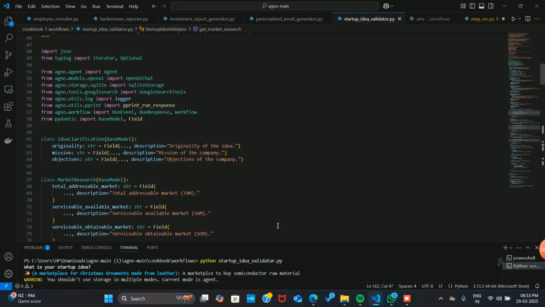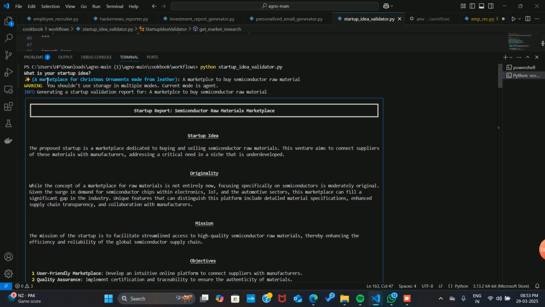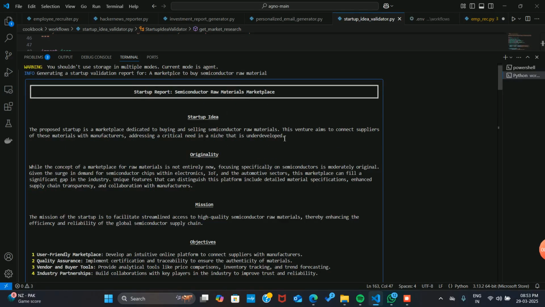So we try and see here. I've already fired it up, and it's going to ask you, what is your startup idea? For the sake of this video, I thought semiconductor is quite in talks these days. So I just put it up with my idea, so to say. How about a marketplace to buy semiconductor raw material? So it started validating by doing analysis, research, and all of that, and it has finally formulated this report, which we are looking at right now on our screen.